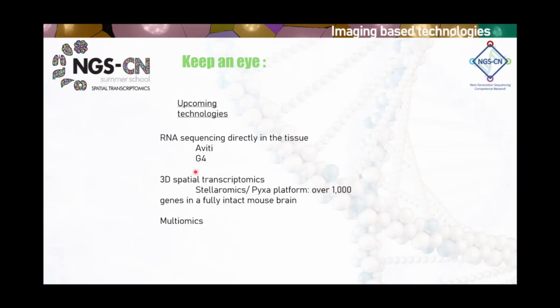Here, these are sequencing technologies. They promise that you can put your tissue in the flow cell, put the tissue directly in the machine, and sequence the RNA directly in the tissue. This should be coming out in the second half of this year, and I'm looking forward to seeing if this works. And there are also 3D spatial transcriptomics technologies that should be coming.